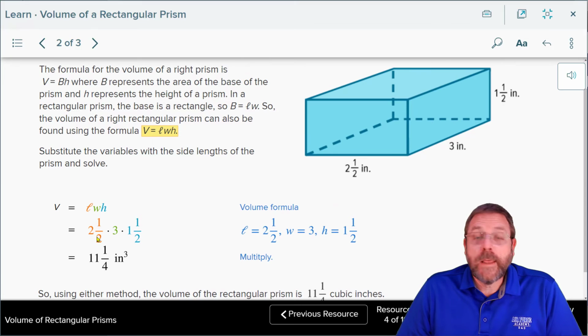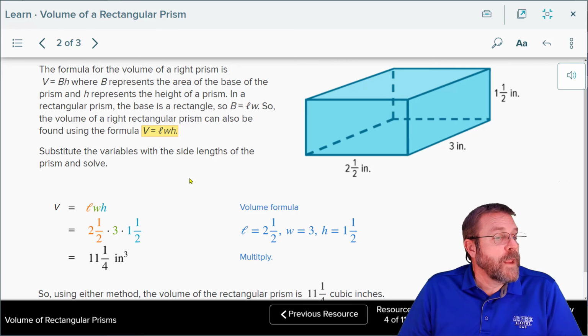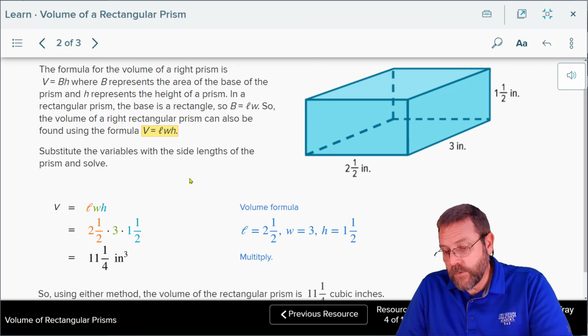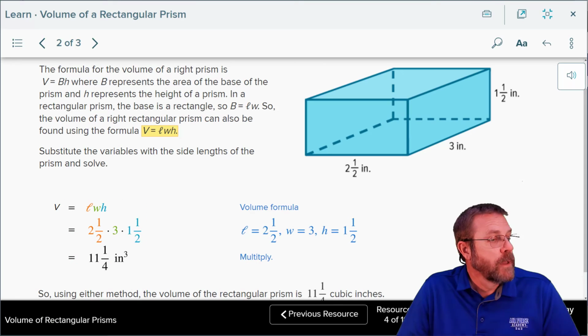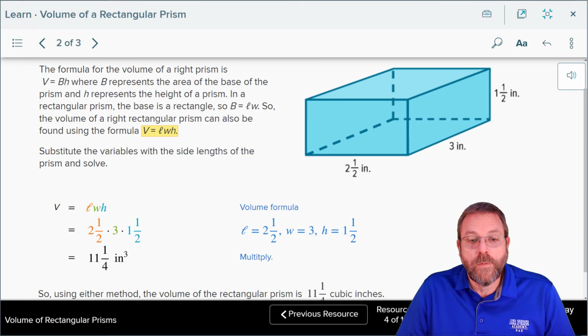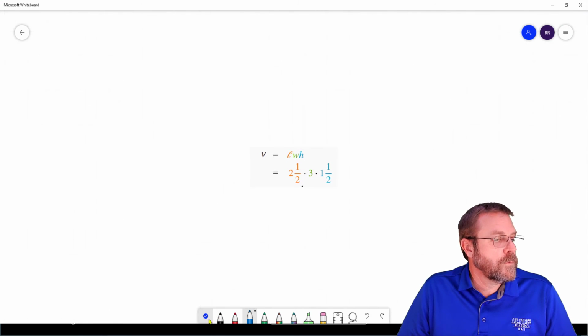because what do we know? We know that the length was 2 1/2, we know that the width was 3, and we know that the height was 1 1/2. We can see that on the sides of the cube here. So from there, all we have to do is multiply those things out. So let me take a screenshot of that so we can actually show you how the math worked, because they just kind of went boom, here's the answer, without really justifying it. So let's make that a little bit bigger so we can work with it some.